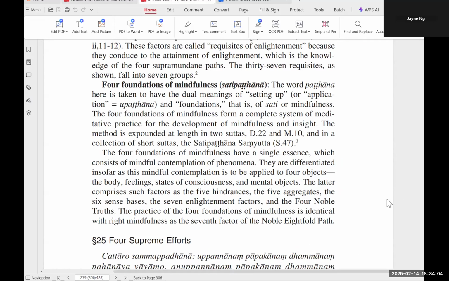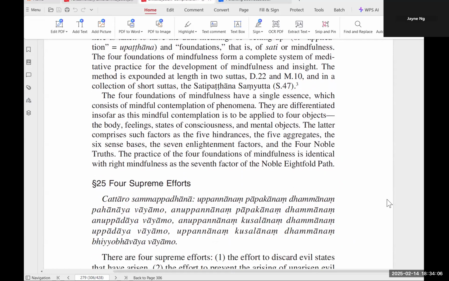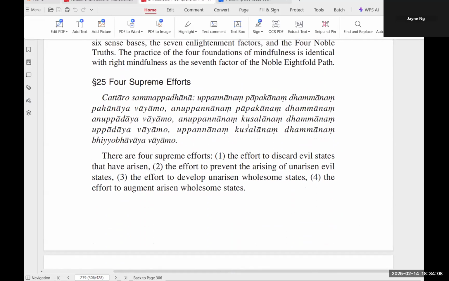Okay. So this is the four supreme efforts. Actually the Pali is very easy to memorize, no? For those who learn Pali, you should all try to analyze the Pali. Upanna means arisen. Anupanna means not arisen.